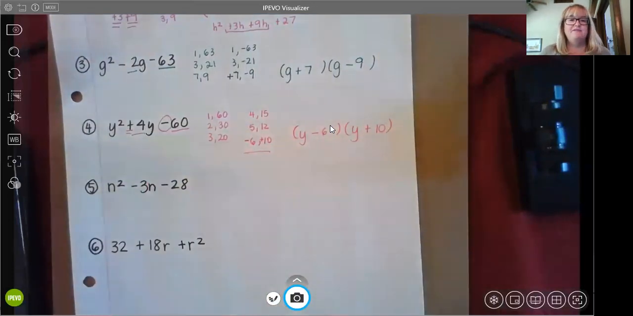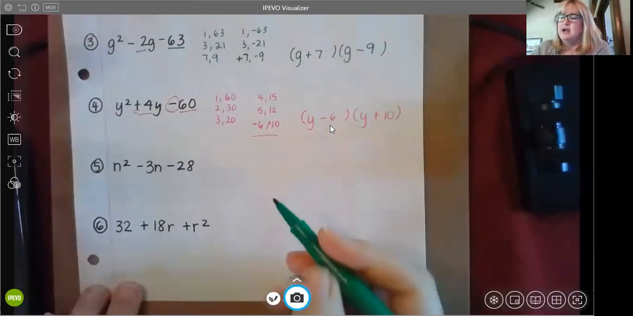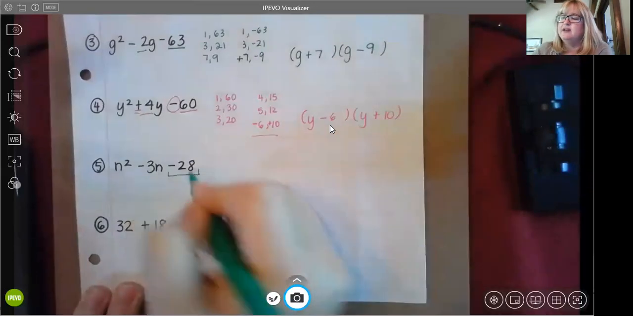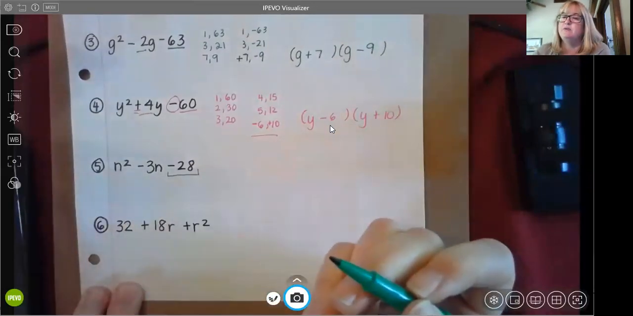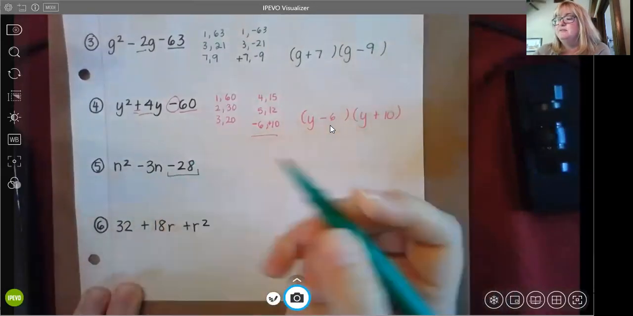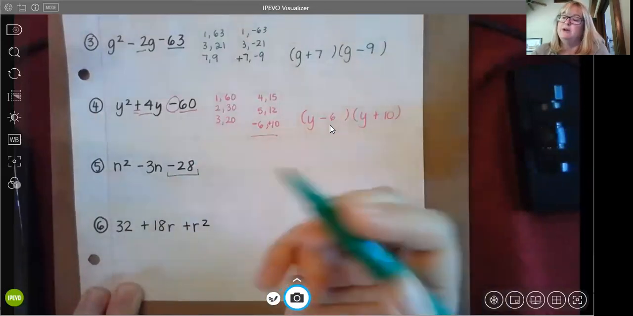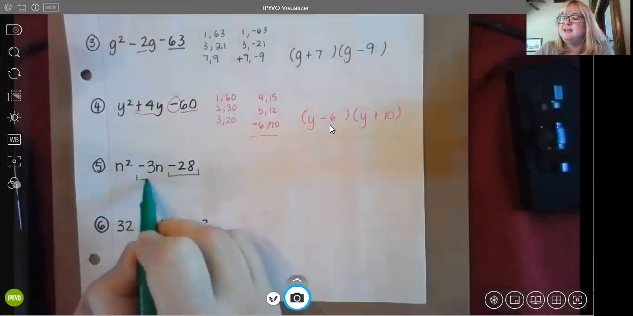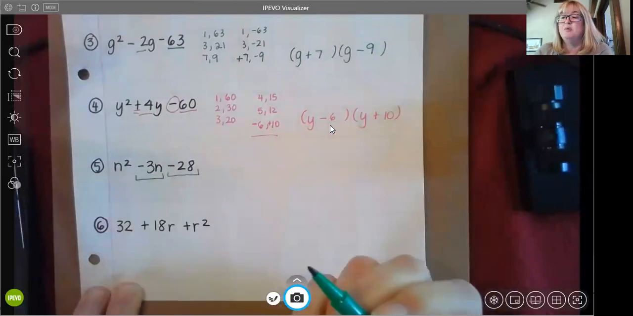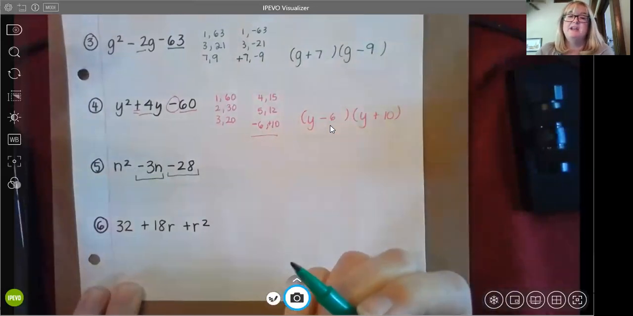All right, let's look at number 5. n squared minus 3n minus 28. All right, I've got this negative 28. I know that one of my factors has to be negative. It's either going to be the bigger one or the smaller one. Because this is negative, I need more negatives, so my bigger factor will be negative.